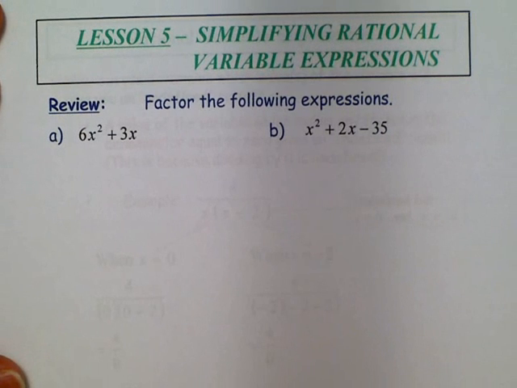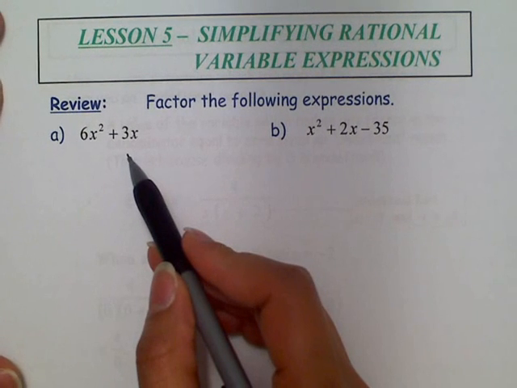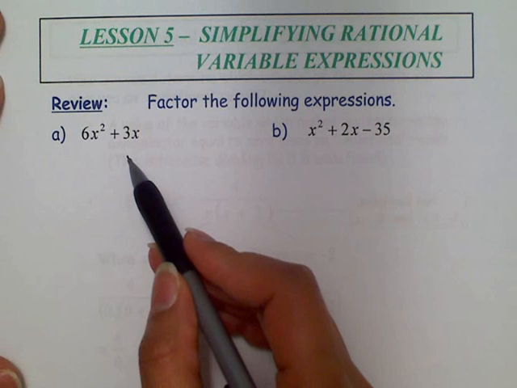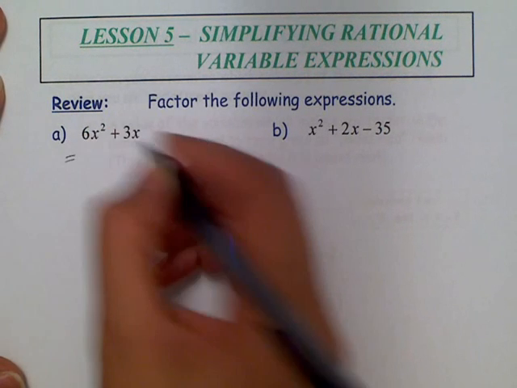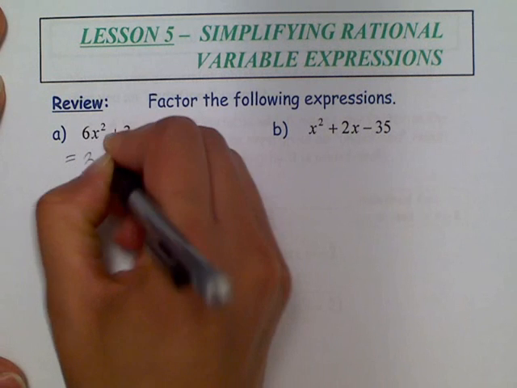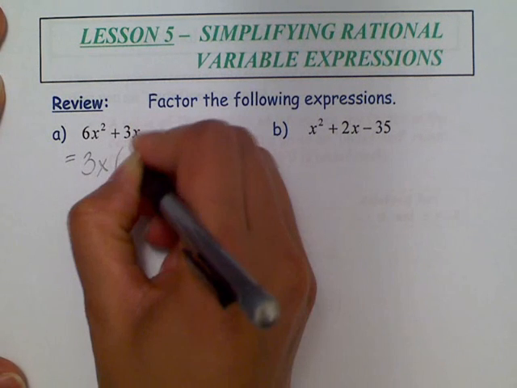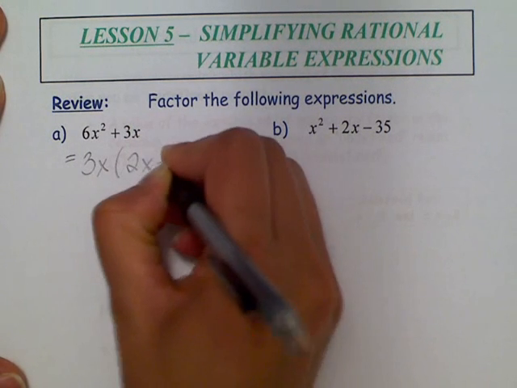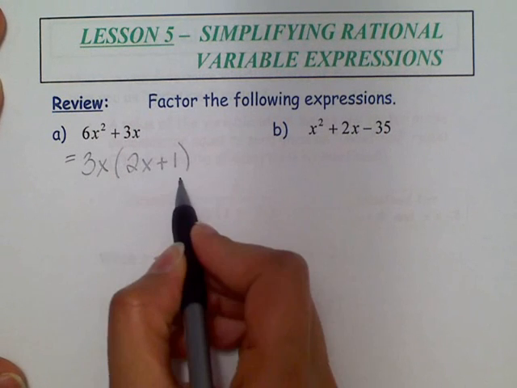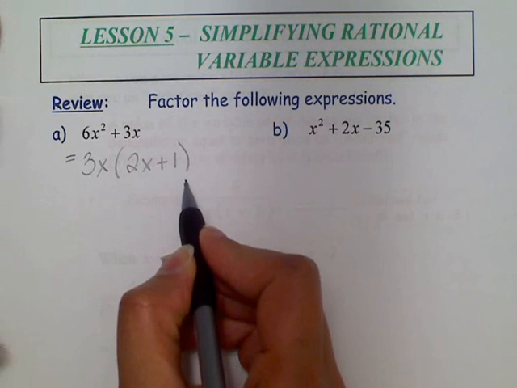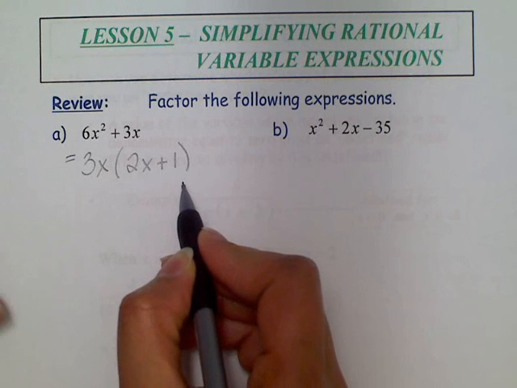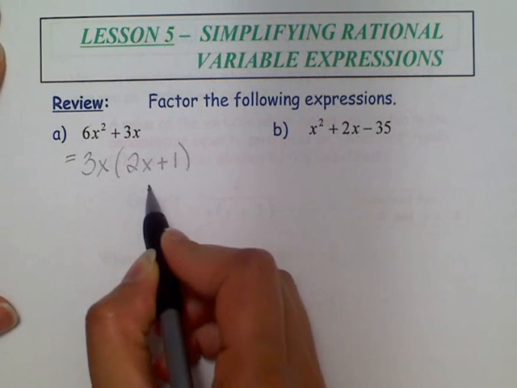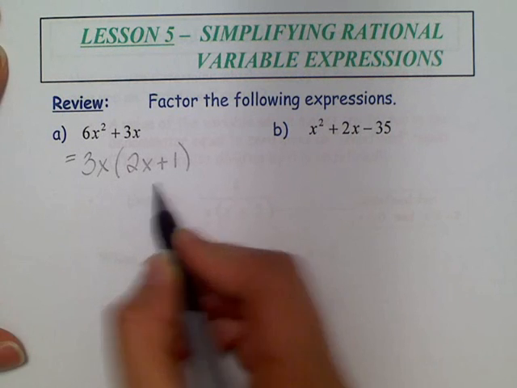In the first example, we have 6x squared plus 3x. Remember, when you are factoring, the first thing you want to look for is a common factor. There is a common factor between these two terms, and that factor is 3x, and you'd be left with 2x plus 1. Now if you look inside the brackets, all we're left with is a binomial, and the only binomial that we know how to factor is a difference of squares. Since this is not a difference of squares, we can't factor this any further.